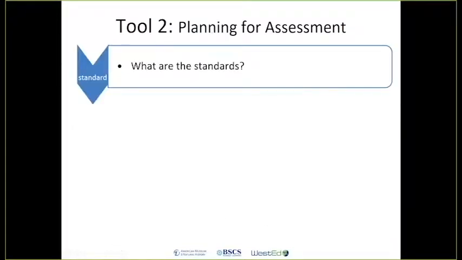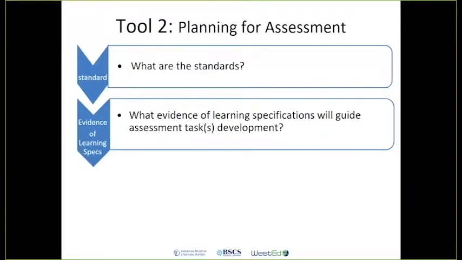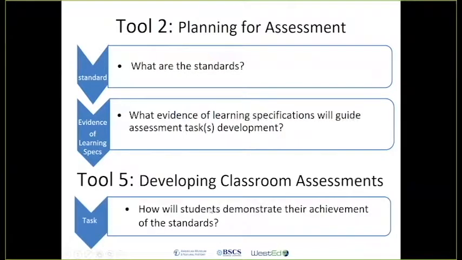So the first thing we have to do is figure out what are the standards, and we did that in Tool 1. We've had those deep conversations. We unpacked the standards. We made a storyline with the learning progression and matched the standard up to it. We are clear on what the standards are. Now we're going to look at what is the evidence of learning specifications, writing it out, that will let us know the students have learned the standard. And then we can take these later on in the process and develop a classroom assessment.